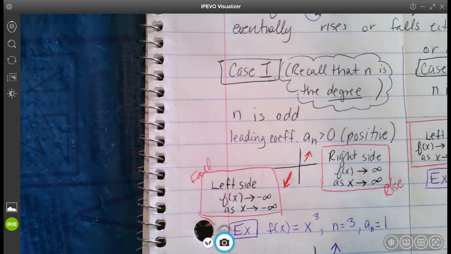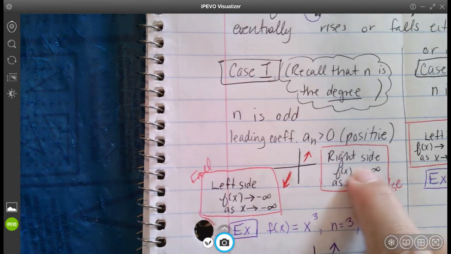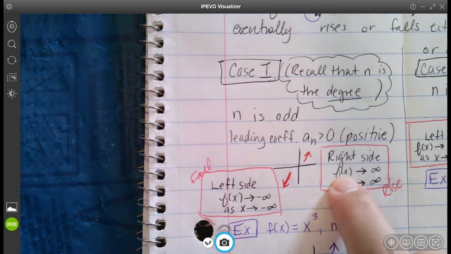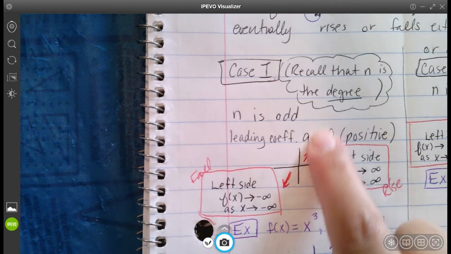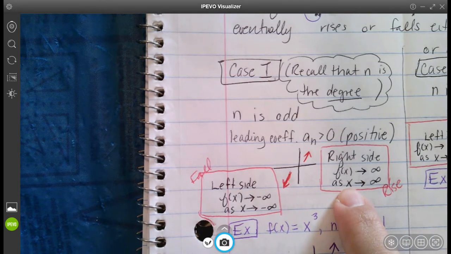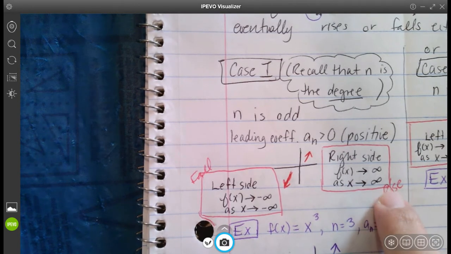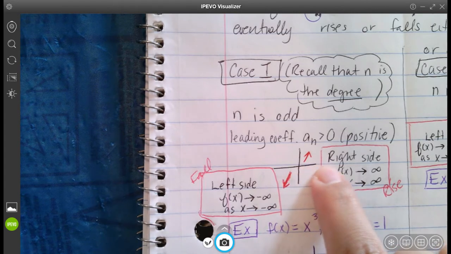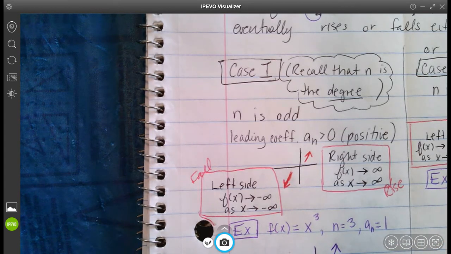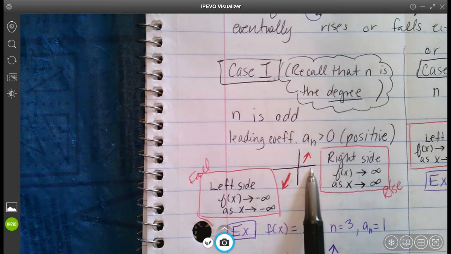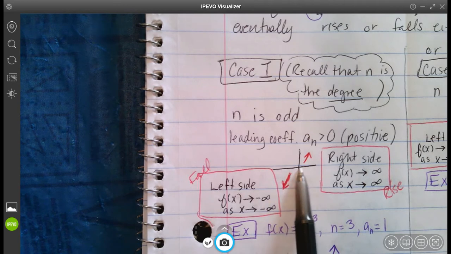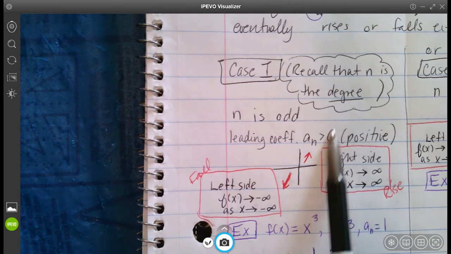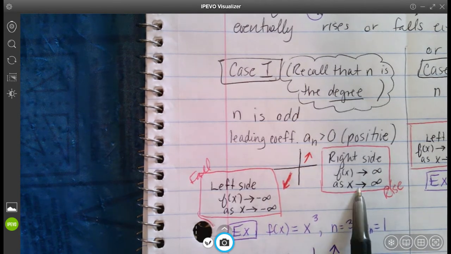Let me look at these notations here. On the right side, f of x, which is our y, is approaching infinity, so it's going up, as x is approaching infinity. As we're moving to the right on this x-axis, think of where my pen is moving, this graph is still going up. And that's what this means right here.